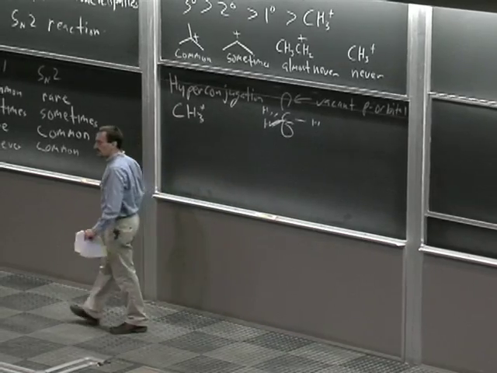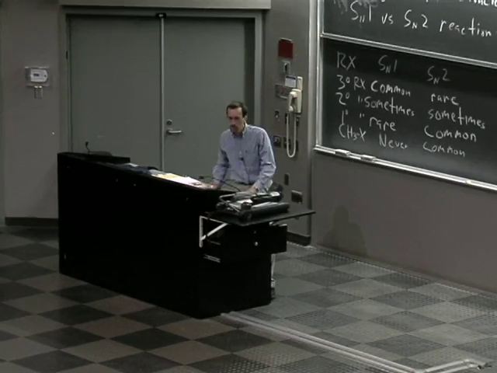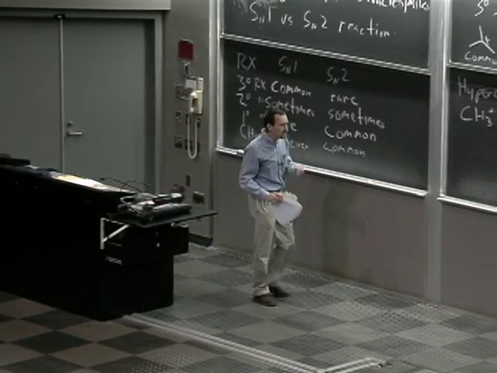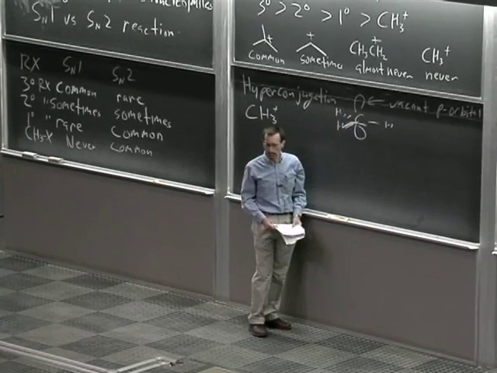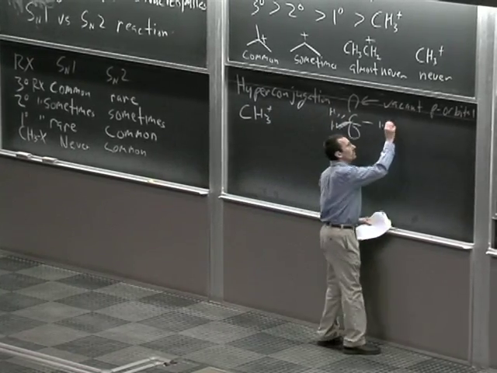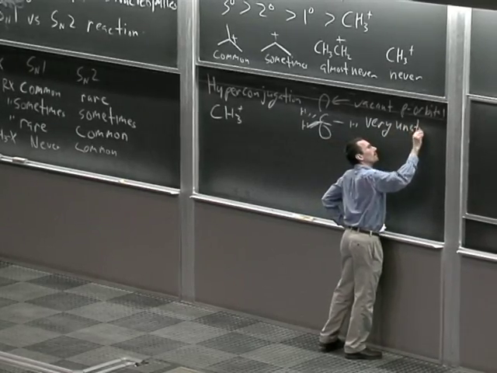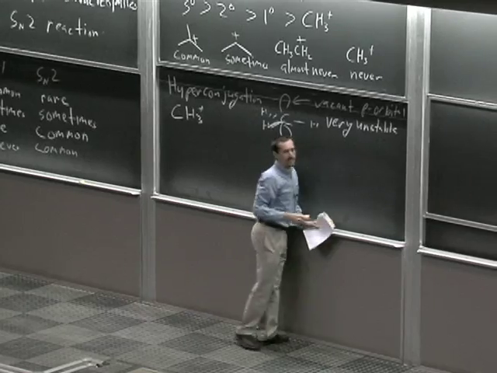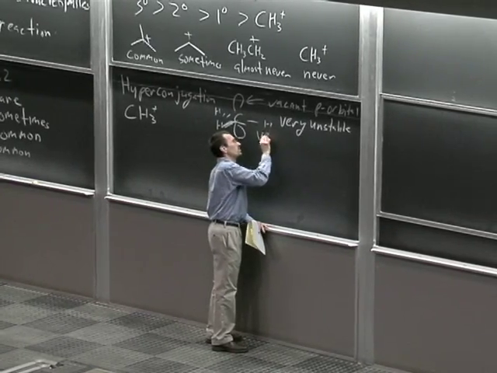And there's nothing that the methyl carbocation can do to put any sort of electron density into this vacant p orbital. As a result, it's very unstable. And if you were making an energy diagram, you'd think of it as very high energy.